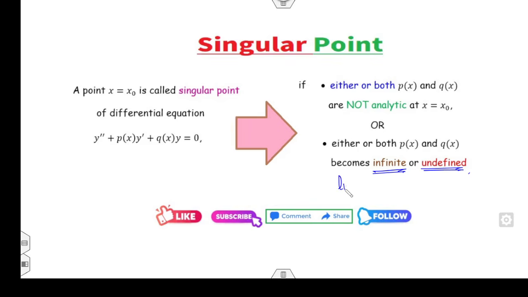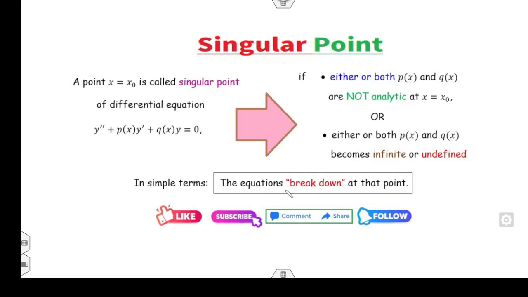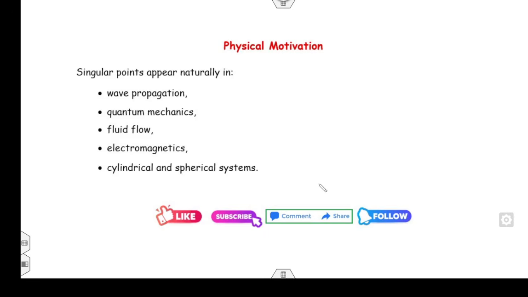That means if you find the limit of p(x) as x approaches x naught, either this limit or the limit of q(x) is infinite, not unique, or undefined. Again, make sure the coefficient must be 1. That means the system breaks down at some point. Singular points appear very commonly in our day-to-day life, like wave propagation, quantum mechanics, and so on.